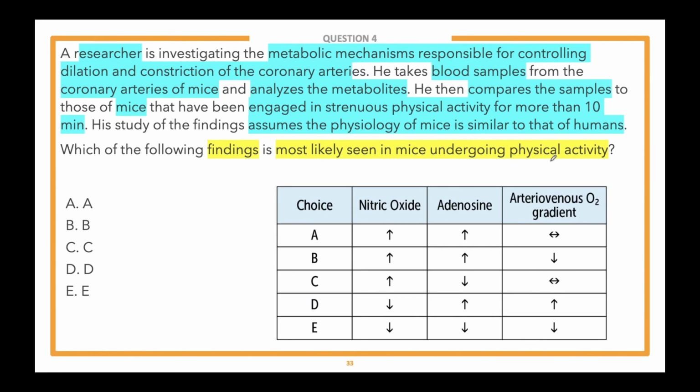And once again, we are going to start at the bottom and work our way up to the top. As we can see here, this is actually a table, and we have three columns: column A, nitric oxide; B, adenosine; and C, arteriovenous O2 gradient.